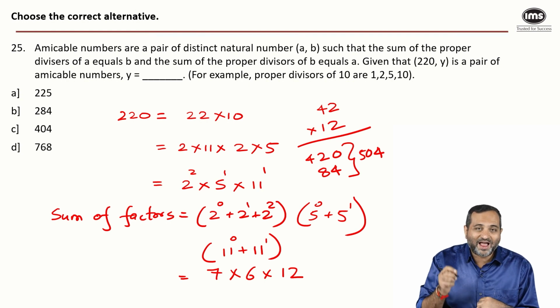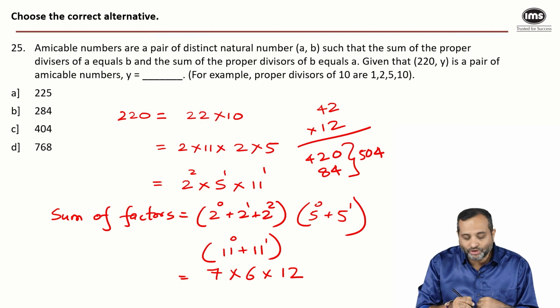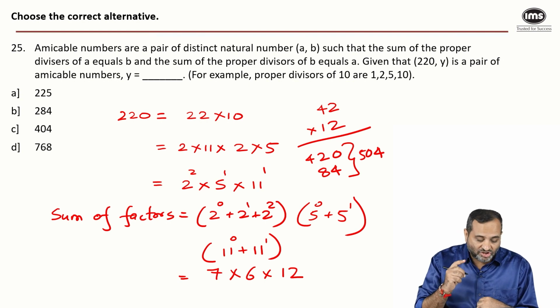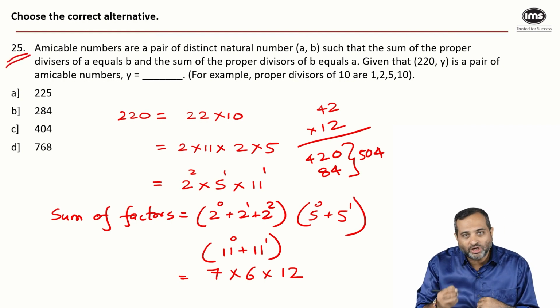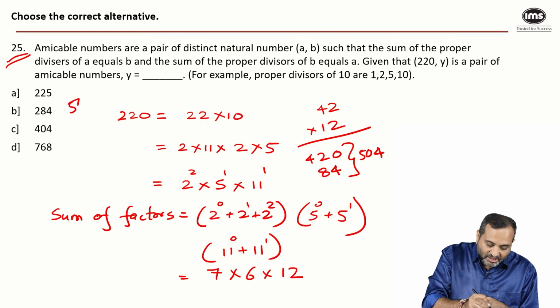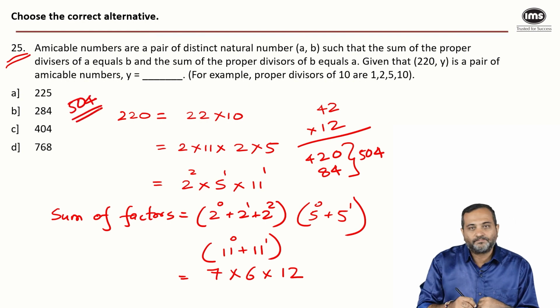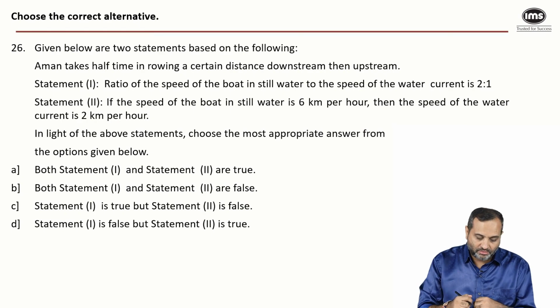So this question has been dropped. If you look at the actual GMAT and the JIPMAT answer key, you will realize this question has been dropped because the actual answer is not there in the option. The answer is actually 504. Let's look at the next question.